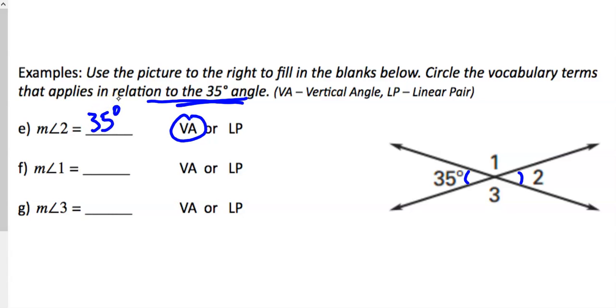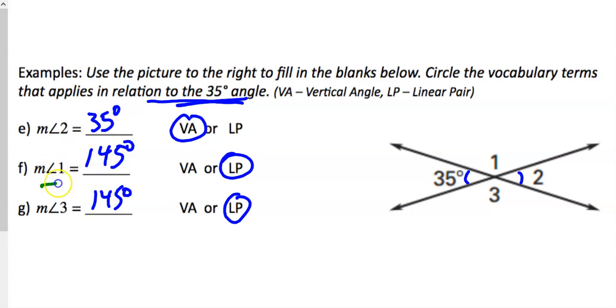All right, let's take a look here at F. I want you to pause and try F and G on your own. See what you can come up with for F and for G, circling vertical angles or linear pair, and then the size there for the angle measure they would be. Push play when you are ready to do that.